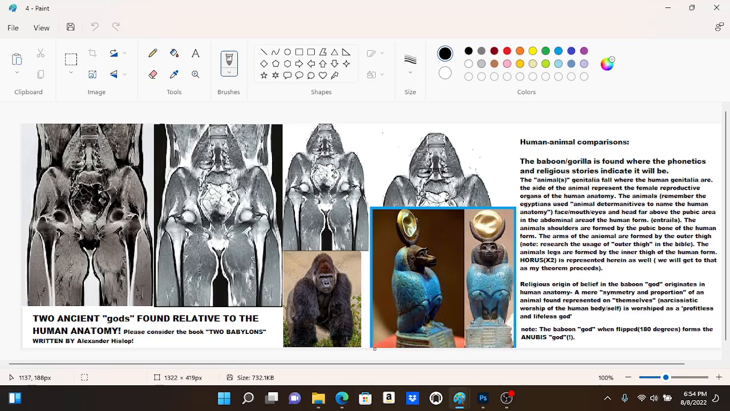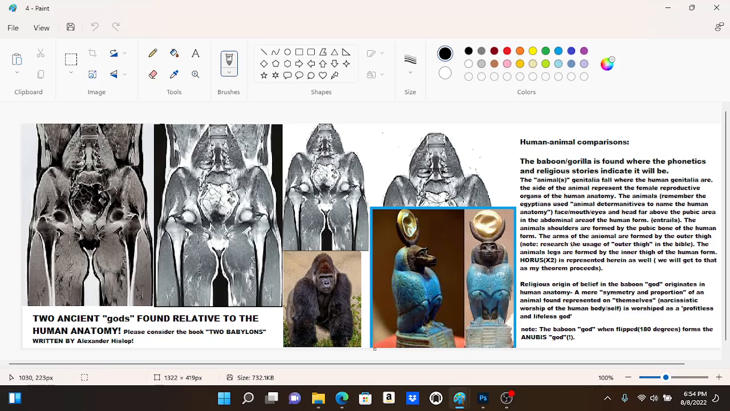The shoulders of the gorilla are formed by the shoulders and the top part of the trapezius, the deltoid, the bicep, all are formed by the pubic area of the human anatomy. The arms of the animal are formed by the outer thigh. You can see that by looking at the image.